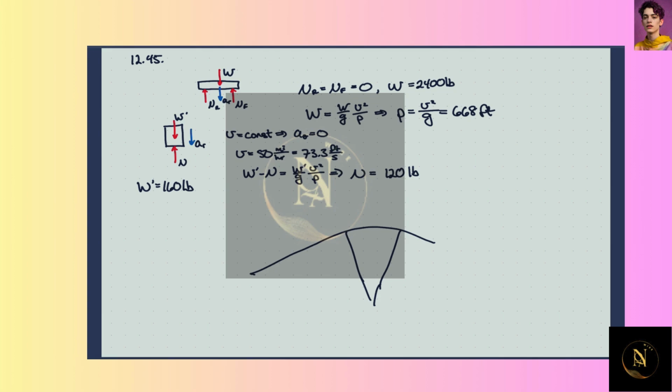The sports car weighs 2,400 pounds. It's going at, I didn't write that down, V was 100 miles per hour, and that equals 147 feet per second.